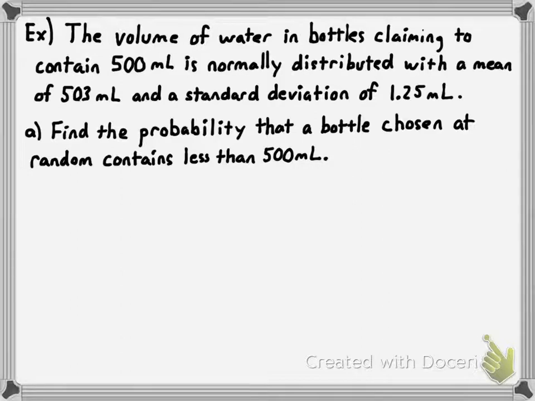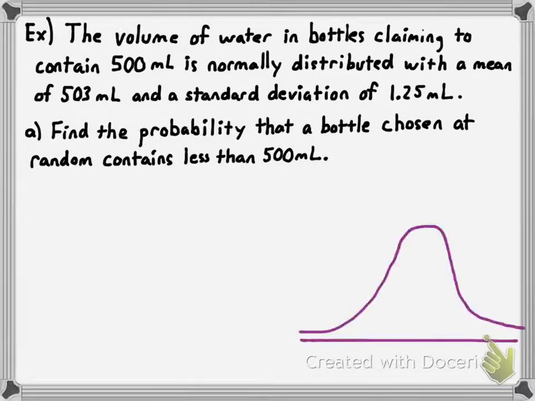First thing we're going to do is find the probability that a bottle chosen at random contains less than the advertised value, less than 500 milliliters. Now I'm going to draw a picture so that we can interpret this, and then we'll use our calculators to actually figure out the answer. We want to label the mean. The mean was about 503 milliliters.